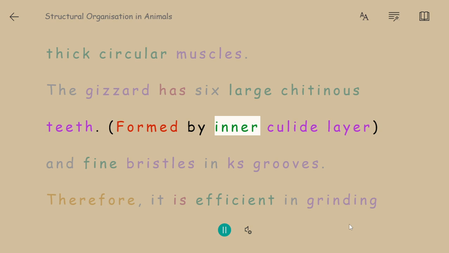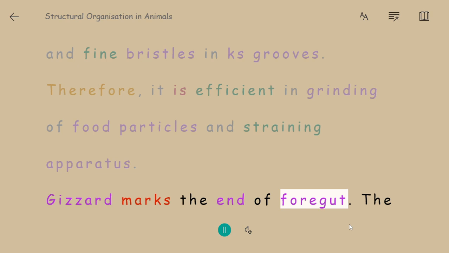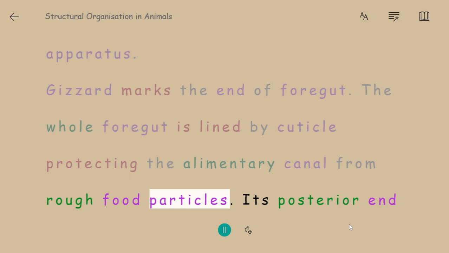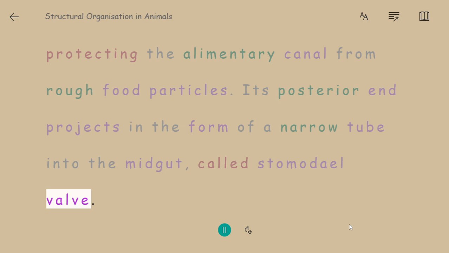Therefore, it is efficient in grinding of food particles and straining apparatus. Gizzard marks the end of foregut. The whole foregut is lined by cuticle protecting the alimentary canal from rough food particles. Its posterior end projects in the form of a narrow tube into the midgut, called stomatal valve.